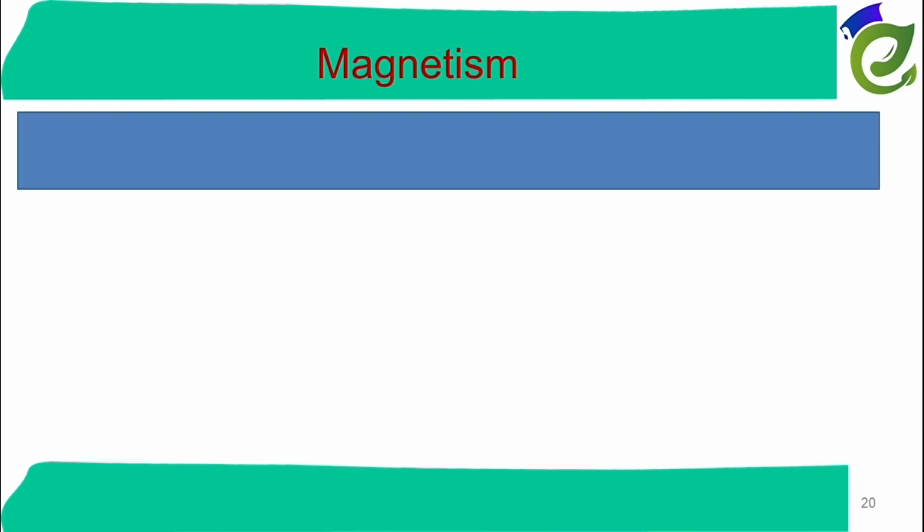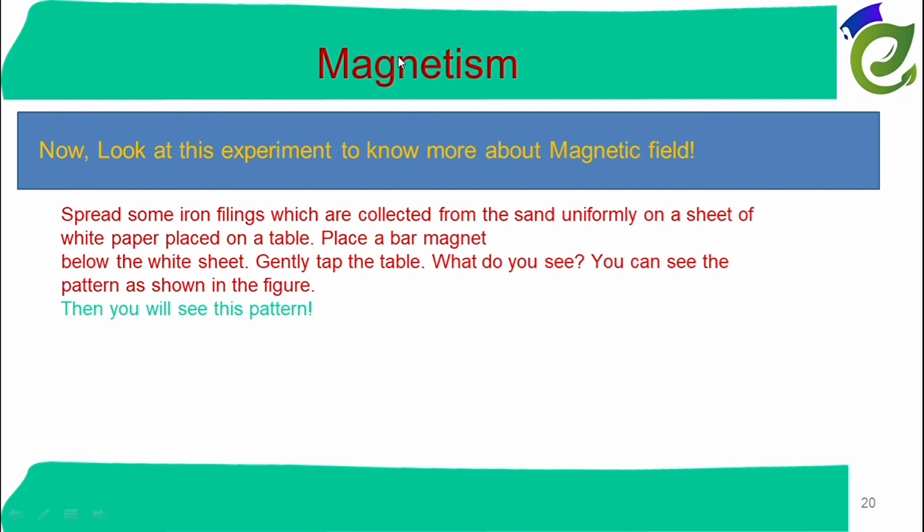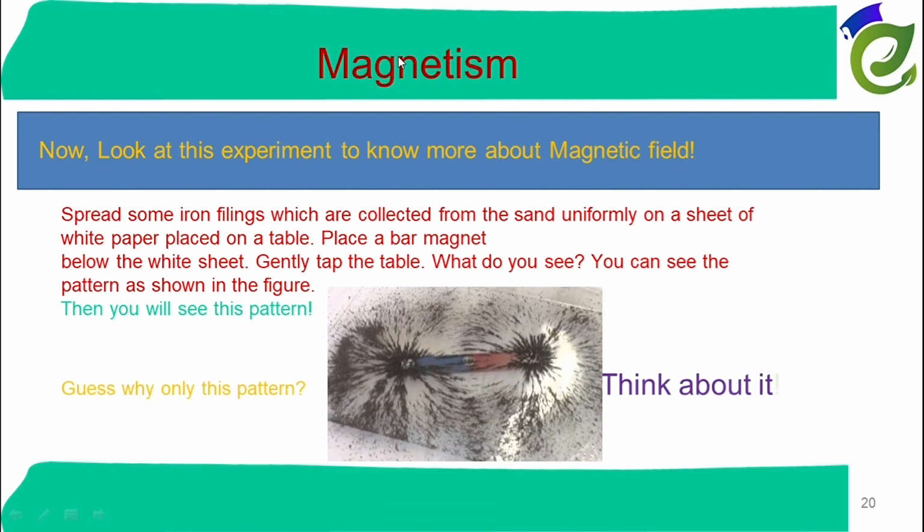Now to know more briefly about this topic, let us follow the following activity. You need to take iron filings and place them on a piece of paper on a table. What you need to do is gently, remember the word gently, tap the table. You gently just push the table. What happens is you would see the following pattern on the piece of paper. You would see the magnet attracts the iron filings in this way. There will be a different strange pattern.